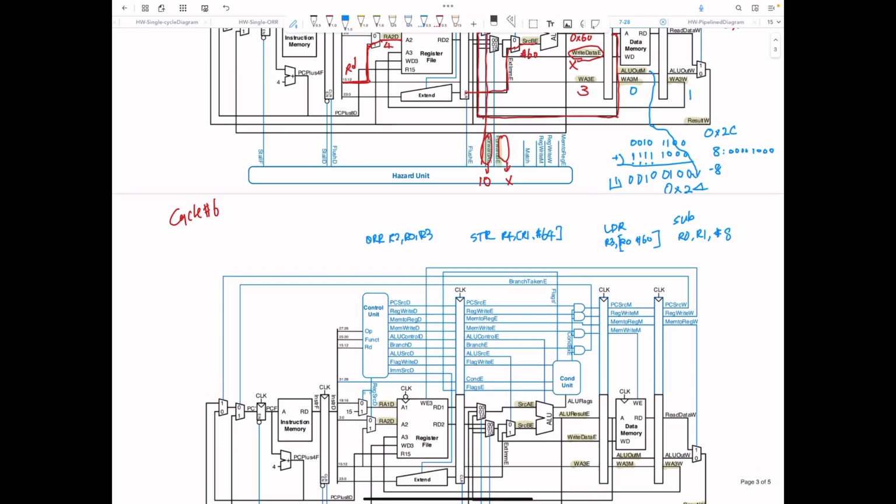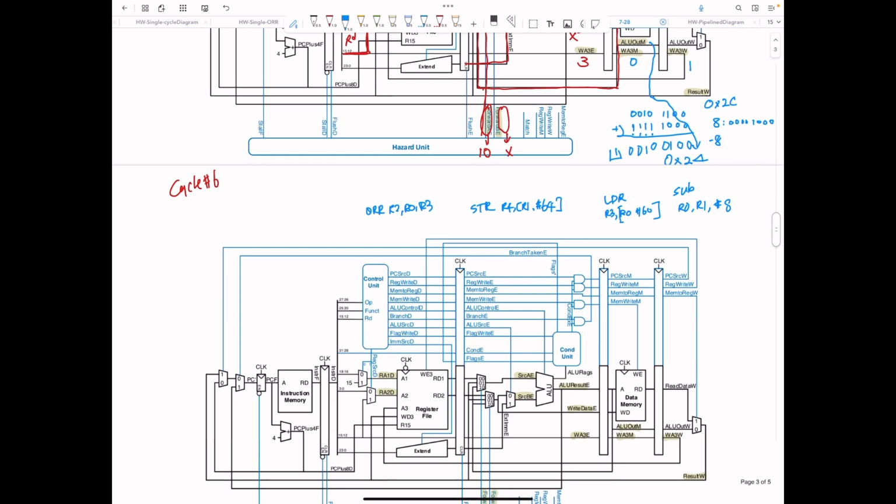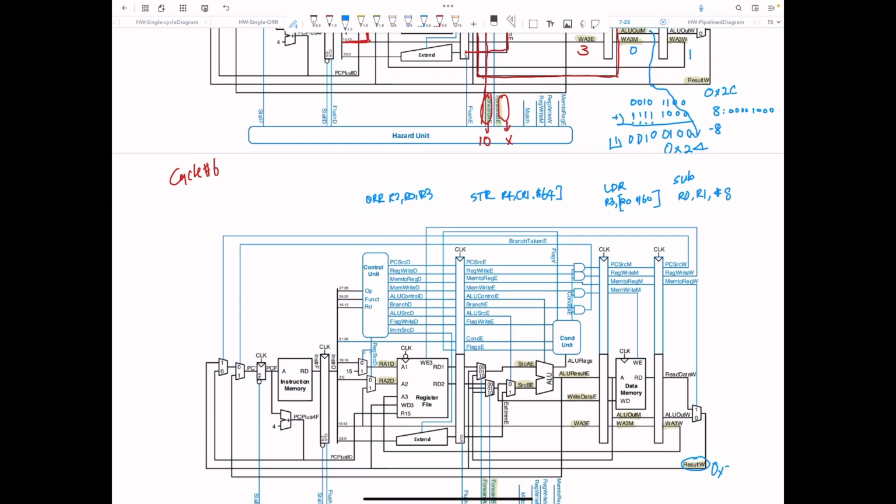We already calculated R1 minus 8, right, which is 24. And then the destination is going to be 0. This R0 is going to be 24 and this is 0. We're going to write that back into the register file in the first half cycle, and then we're going to read the new value because R0 is being read in here, and then 3.